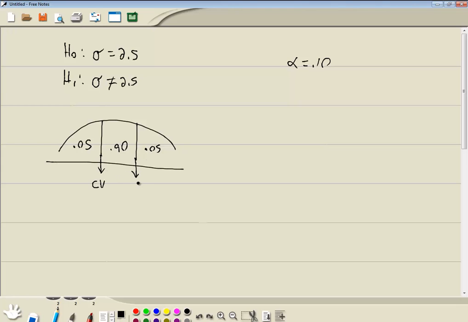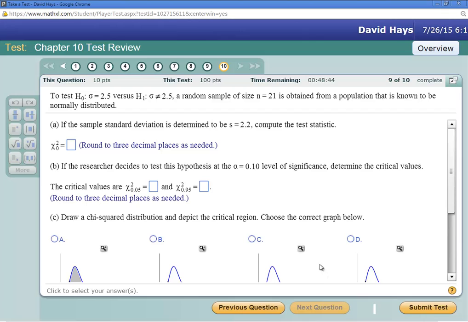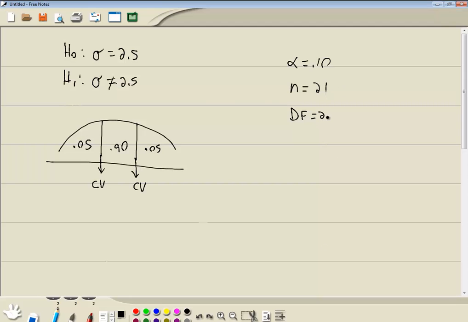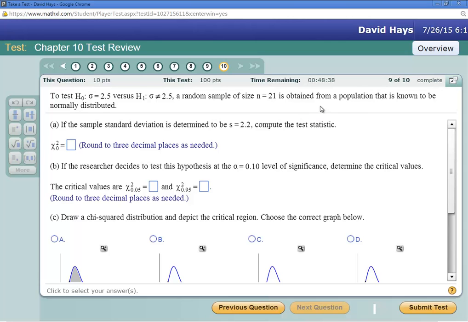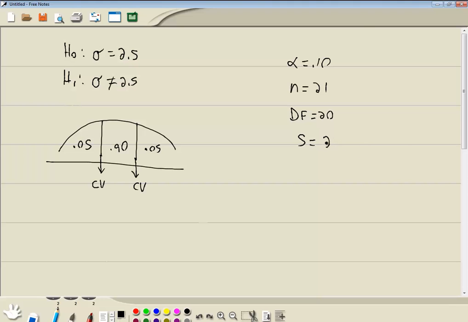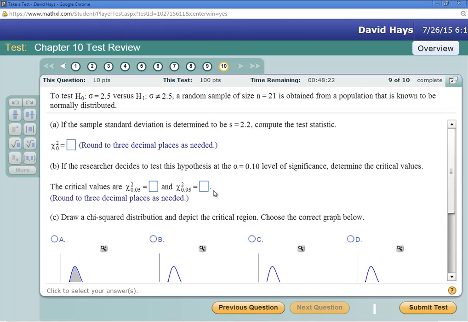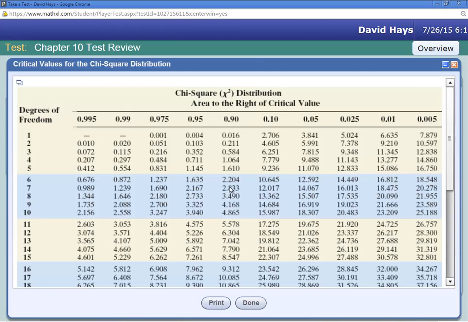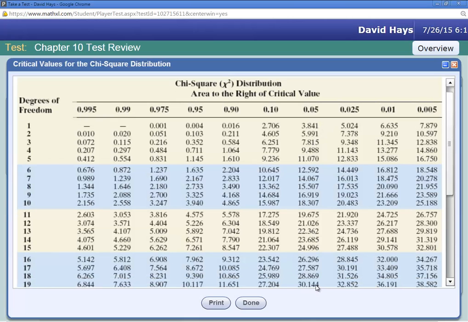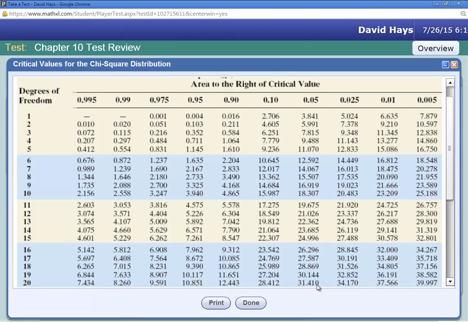And we're going to have two critical values. We need our N, our degree of freedom, of course. N is 21, so degree of freedom will be 20. S is 2.2. Now let's look these up. First thing I'll do is look up this first critical value. And we look up the area to the right, which is 0.05, and degree of freedom of 20. We'll go back to here to use this table. So 0.05, this column here, degree of freedom of 20 is 31.41.